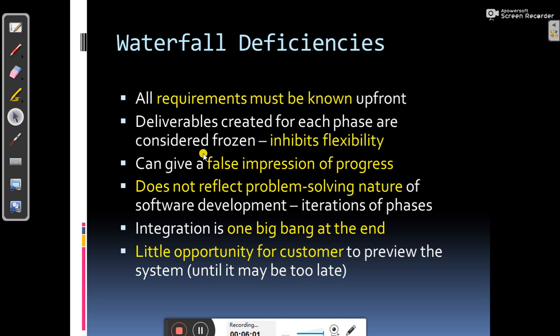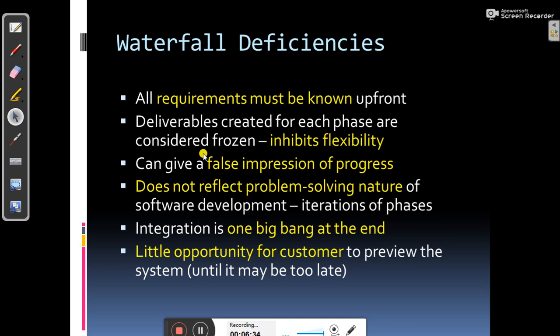because there is no looping back or feedback system between any phases. So deliverables created for each phase are considered frozen. Here you can see that frozen deliverables inhibit flexibility, can give a false impression of progress, and do not reflect the problem-solving nature of software development, with its iterations of phases. Integration is one big bang at the end. So integration is only done at the end.